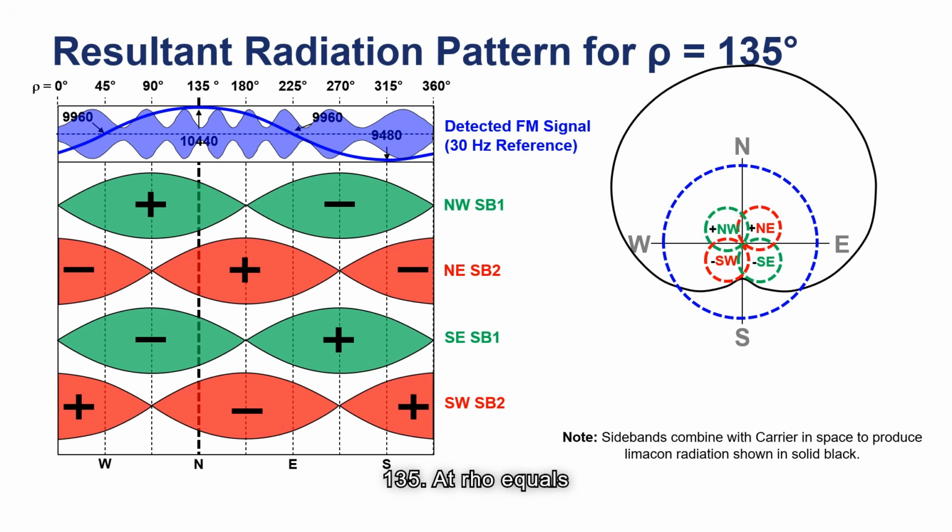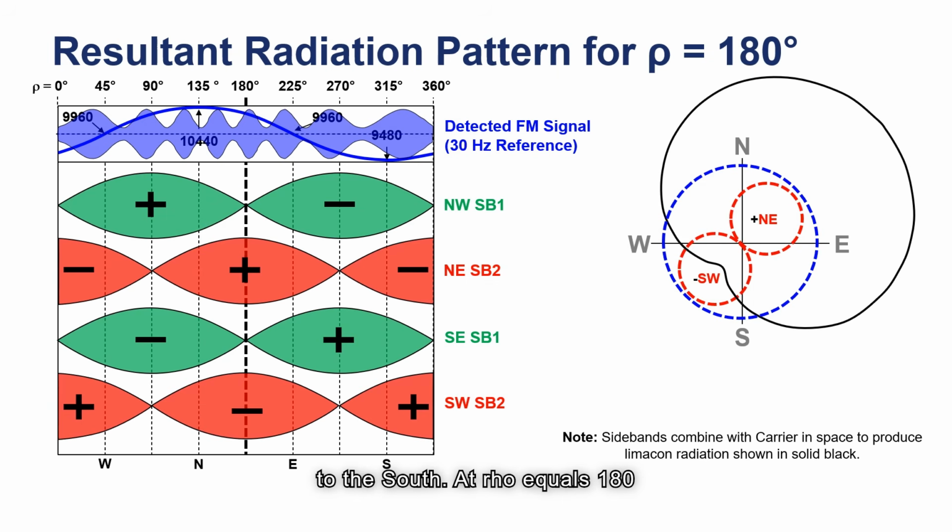At ρ equals 135 degrees, sideband 1 and 2 are radiating out of all antennas again. The northwest and northeast antennas are in phase with the reference carrier, resulting in a maximum composite RF signal to the north. Since the southeast and southwest antennas are oppositely phased from the reference carrier, it results in a minimum composite RF signal to the south.